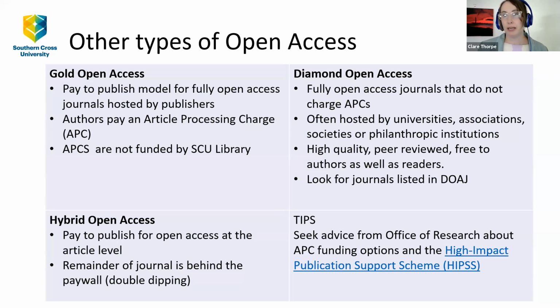In the top right-hand corner, I've mentioned Diamond Open Access. Now, these are fully open access journals like the Gold, but they do not charge article processing charges. And that's because they are financially supported by a university, a professional association, or a society, or even philanthropic institutions. So they are high quality, they are peer reviewed and free, both free to authors and readers, because their funding model is through other means. And DOAJ there stands for the Directory of Open Access Journals, which I'll talk about in a minute, which is a great tool that you can use to check the validity of particularly Diamond Open Access journals.